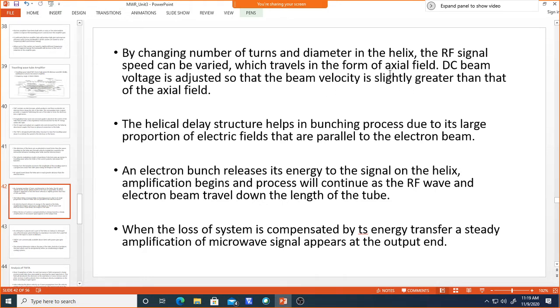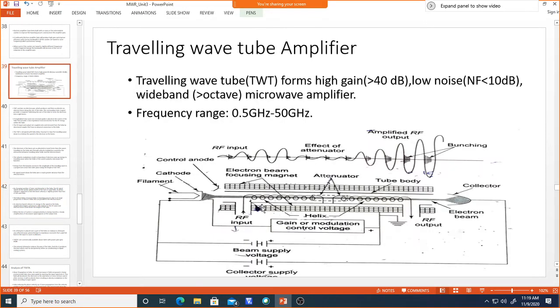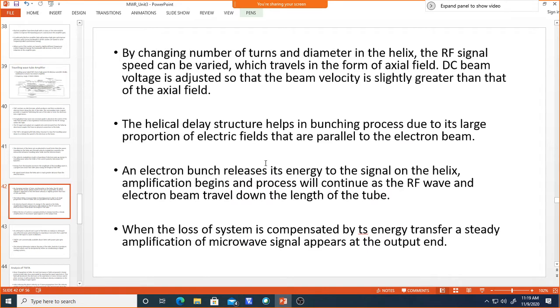So this will be varied and we can actually amplify the signal. This helical delay structure helps in the bunching process, due to its large proportion of electric fields that are parallel to the electron beam. Whenever the RF signal produces the fields, those electric fields are parallel to the electron beam, and this will be proportional to the bunching process.